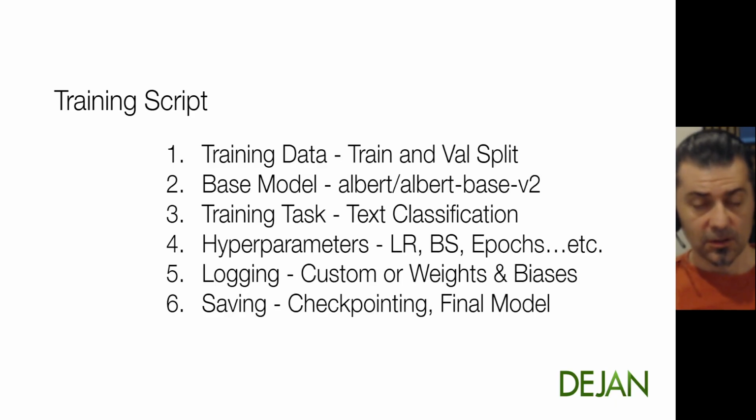So we've got the training data, which we will split into two parts, training dataset and validation dataset. We will pick our base model. Absolute smallest model you can start with is Albert. My personal favorite is Microsoft's DeBERTa version 3. Works really, really well on a variety of classification tasks. And then you assign it a training task. So in this case, that's text classification.